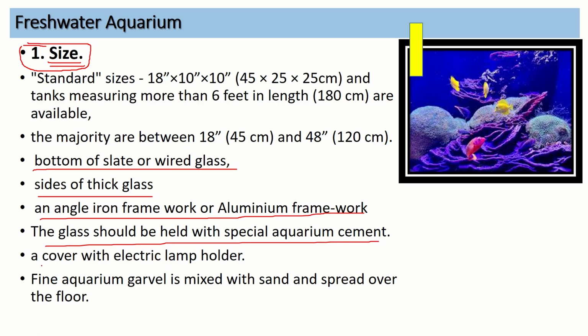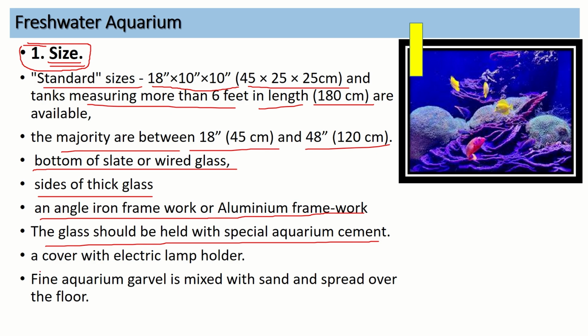Most aquarium keepers stock a range of standard aquaria. The standard size usually starts at 18 by 10 by 10 inch, that is 45 by 25 by 25 centimeter, and although tanks measuring more than 6 feet in length, about 180 centimeter, are also available, the majority are between 18 inch, 45 centimeter, and 48 inch, that is 120 centimeter.